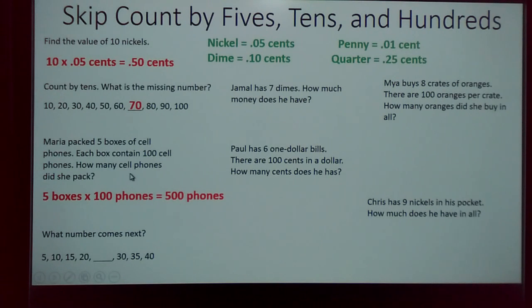It's whatever is easy for you. You can multiply, say 5 times 100, or you can say 100, 200, 300, 400, 500.